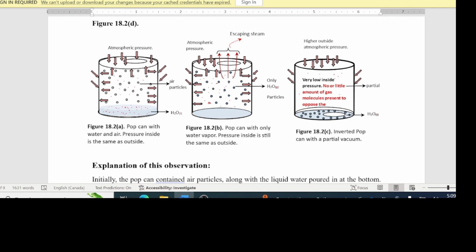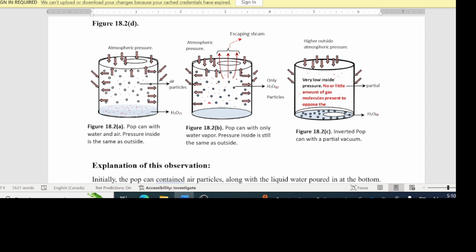That is why a minimum amount of water needs to be placed inside here, such that when it is boiled, it creates enough steam to take away all the air particles out of the can, such that only water vapor will remain here. We can now compare the new pressure within the can with that of the atmosphere.